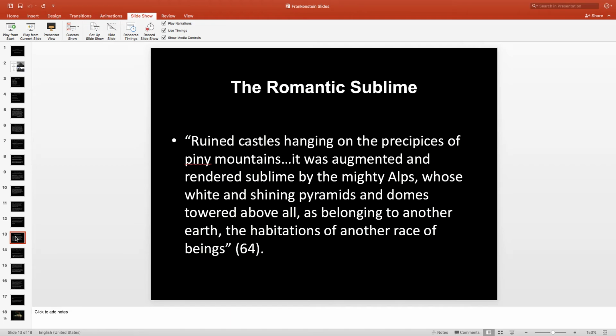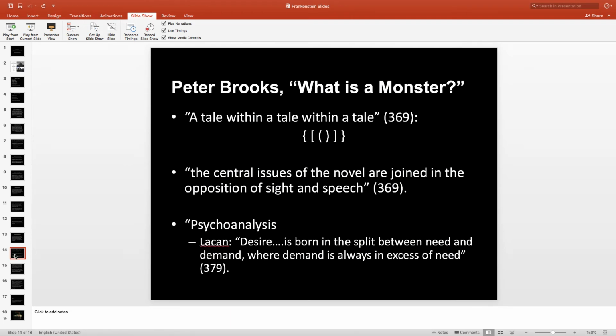Here are examples of the Gothic and the sublime that appear throughout the novel. I ask you to read an essay by Peter Brooks in which he talks about the tale within a tale structure of this novel, the fragmented epistolary form. And he also argues that the central issue at the core of this text is the contrast between sight and speech, the fact that monstrosity is communicated in the form of a body.